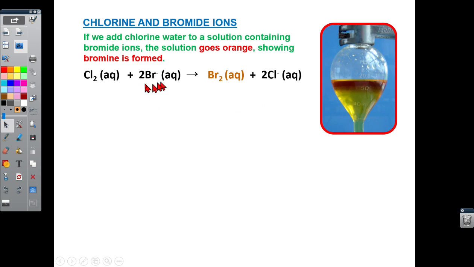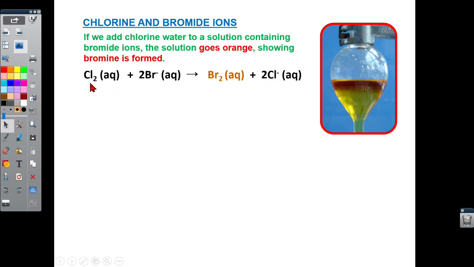Obviously, there would be a counter ion here, something like sodium or potassium. And that bromide has lost an electron. That electron has been taken away by chlorine. Remember, chlorine is a stronger oxidizing agent, higher electrode potential value, and therefore it's very easy for it to take that electron away from bromine and form Br2. And also, the Cl2 will become Cl-. So we have effectively a reduction process going on here from chlorine to chloride.